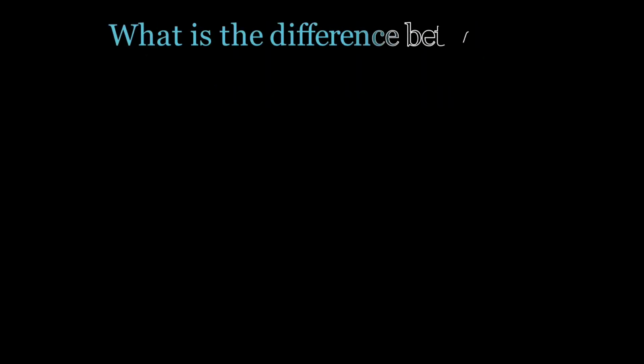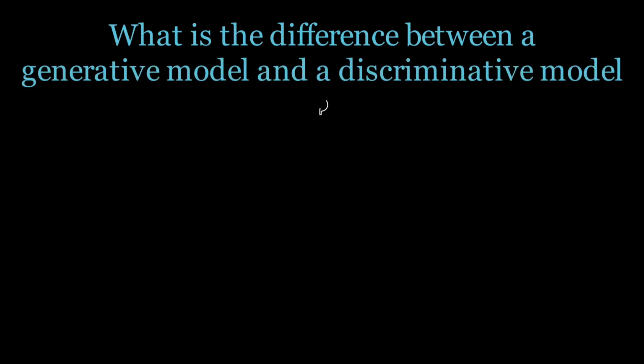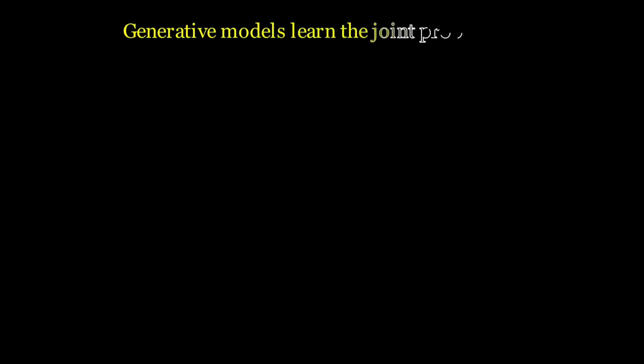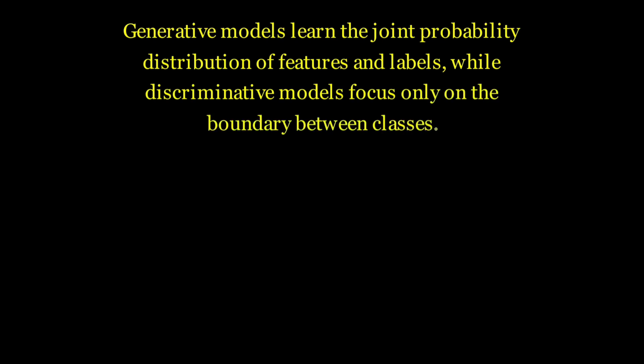What is the difference between a generative model and a discriminative model? Generative models learn the joint probability distribution of inputs and labels, while discriminative models focus only on the boundary between classes.